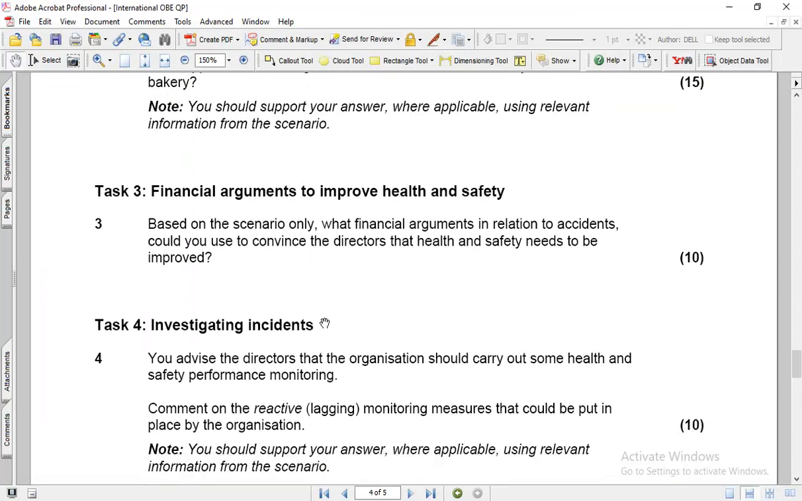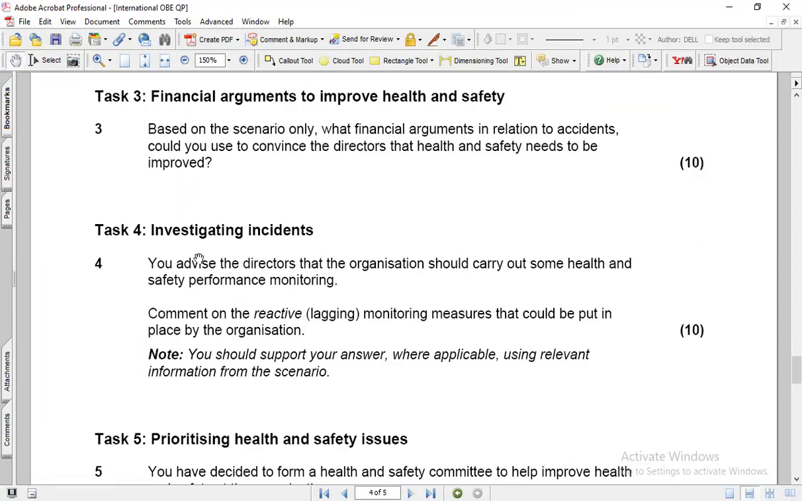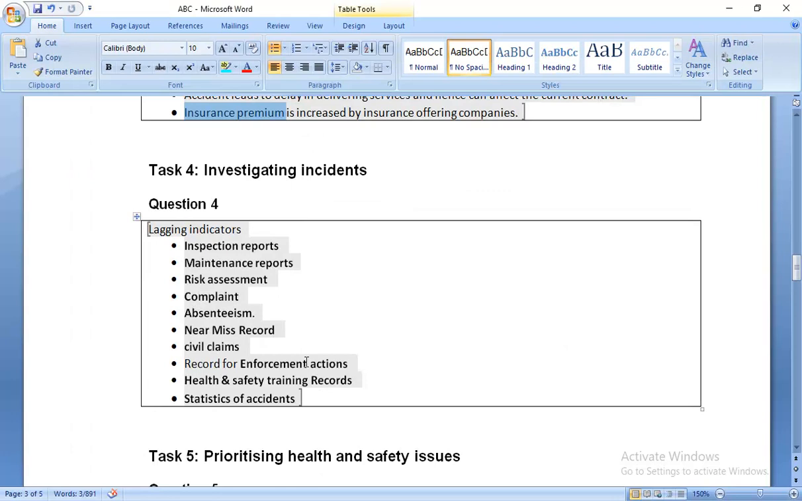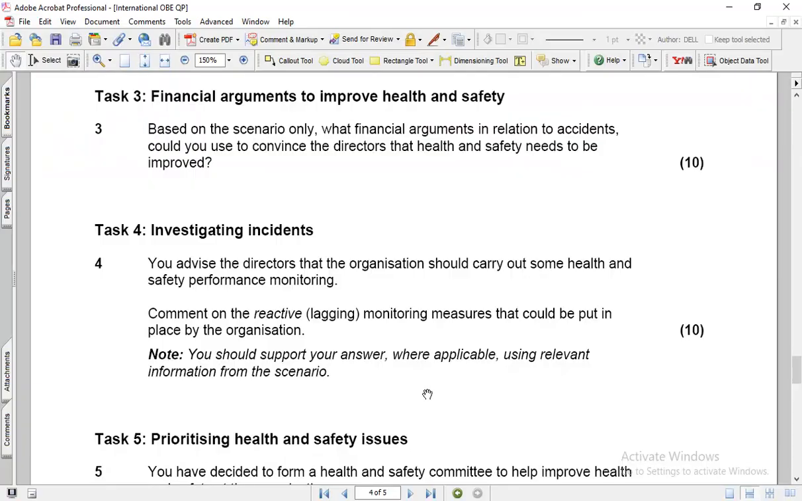Now we'll move towards task 4, investigating incidents. What are the lagging monitoring measures that can be put in place by the organization? Inspection reports, maintenance reports, risk assessment, complaints, absenteeism, near miss records, civil claims, record of enforcement actions, health and safety training records, statistics of accidents. So these are the reactive or lagging indicators that we can use for managing health and safety in the bakery.